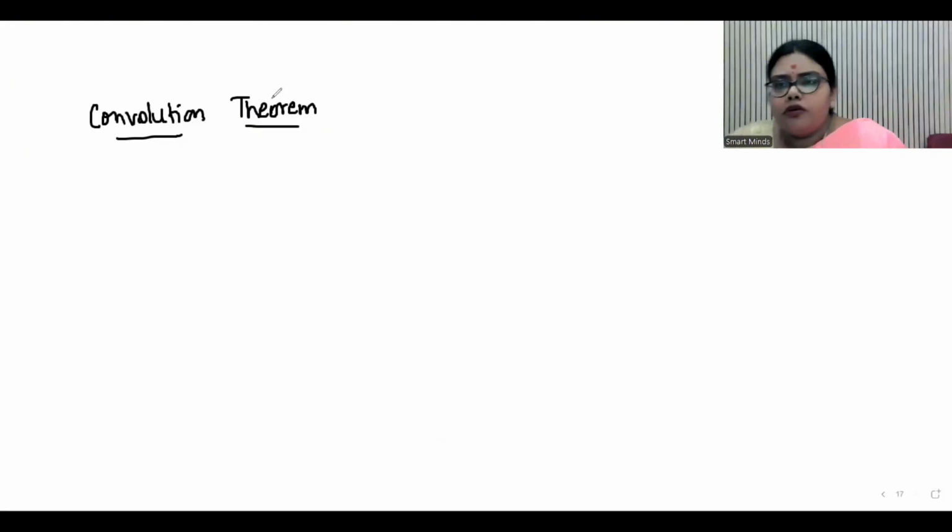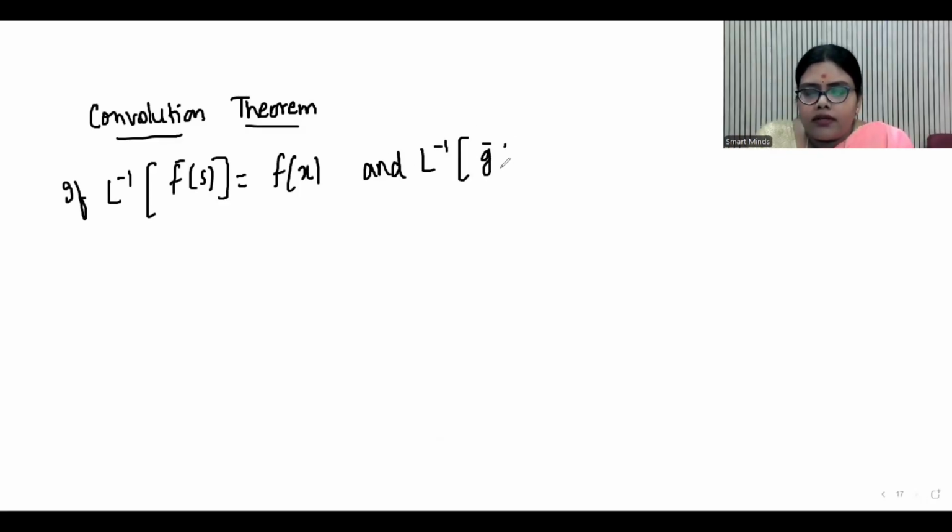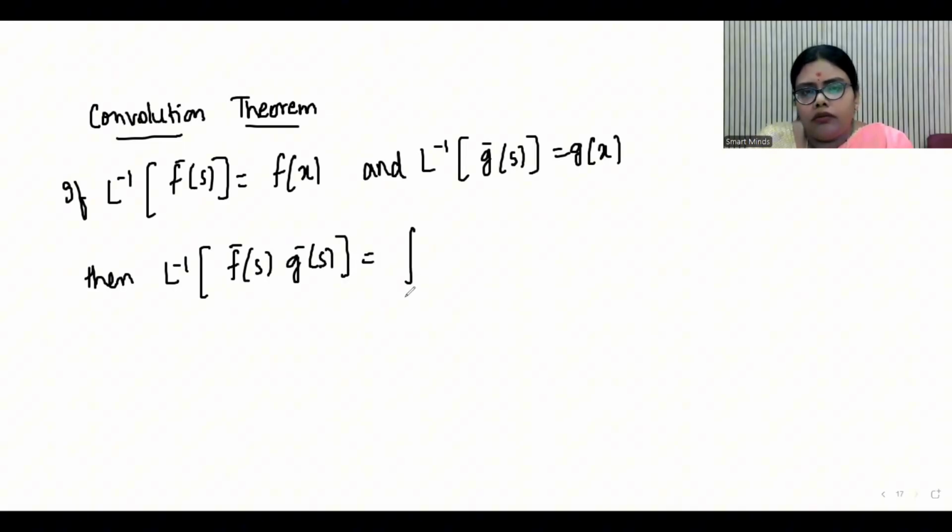Now let us take the convolution theorem. What is the convolution theorem? If L inverse of f bar of s is equal to f of x, and L inverse of g bar of s is equal to g of x, then L inverse of f bar of s, g bar of s is equal to integral 0 to x f of u g of x minus u du.